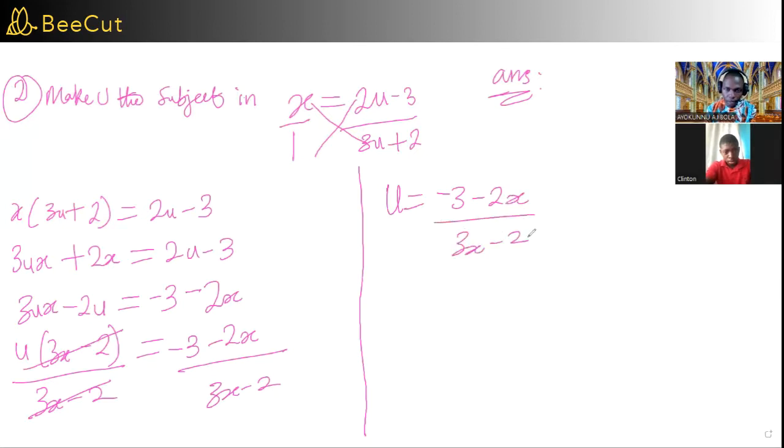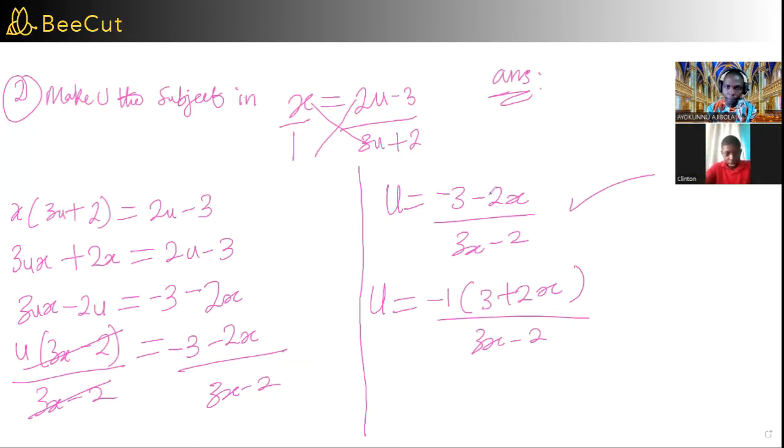But take note of this. This is the answer and it's correct. But in objective, you might not find this in your answers. You might find something like u equals minus 1 times 3 plus 2x, all over 3x minus 2. Do you understand what I just did?